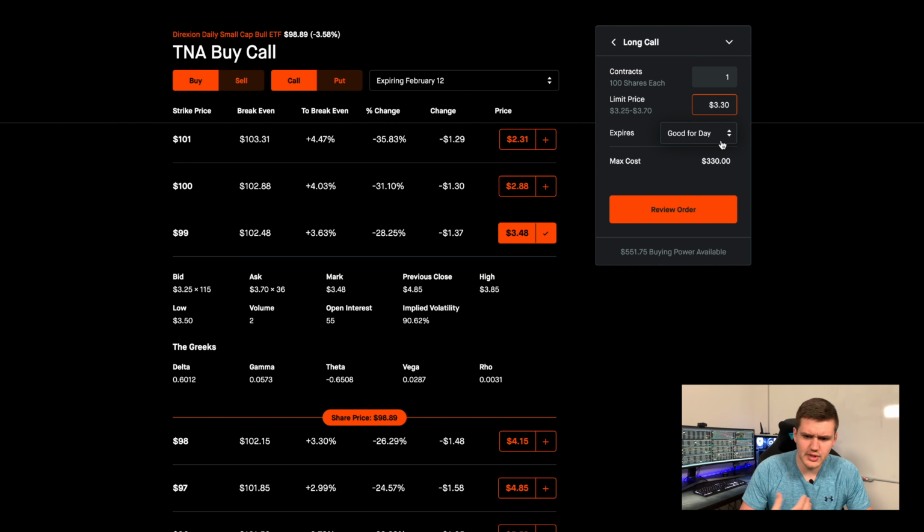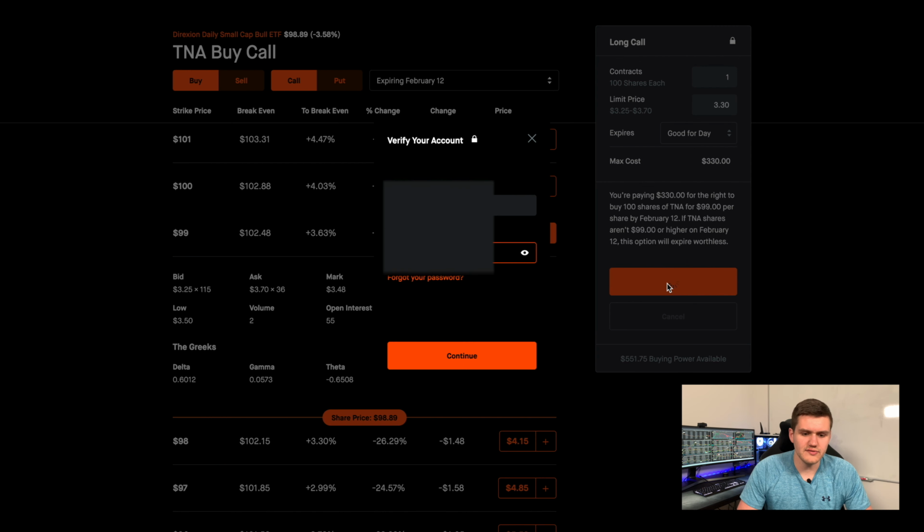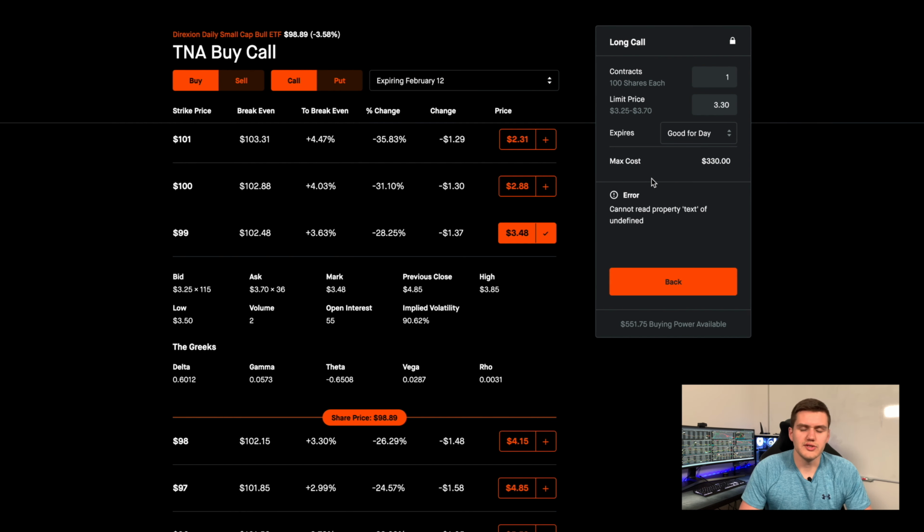Hit review order. It's going to do one last check. It's going to tell us exactly what we're doing. It's going to give us a summary of that, and then we can hit submit, which for me, it's going to ask me for my login credentials, and after I hit submit, I'm going to have to put that stuff in, and it would allow us to send this contract through, and we own the contract once the order gets placed. So let me know what you learned today, or if you have any more questions revolving around trading options.